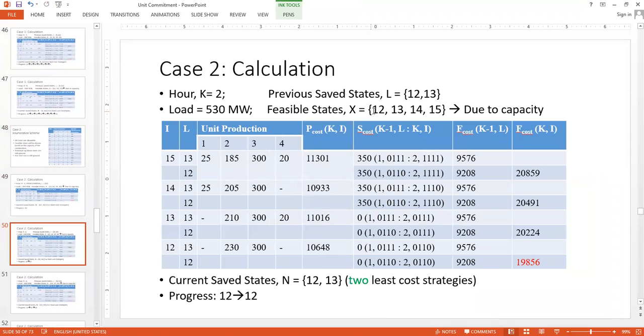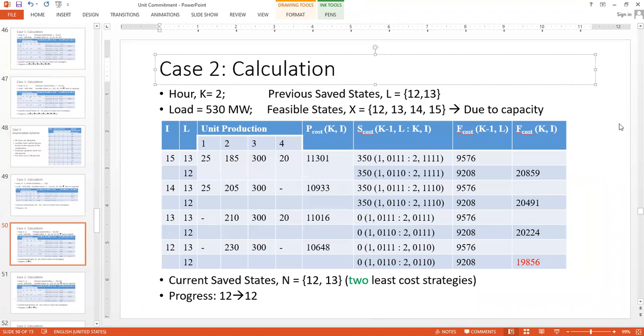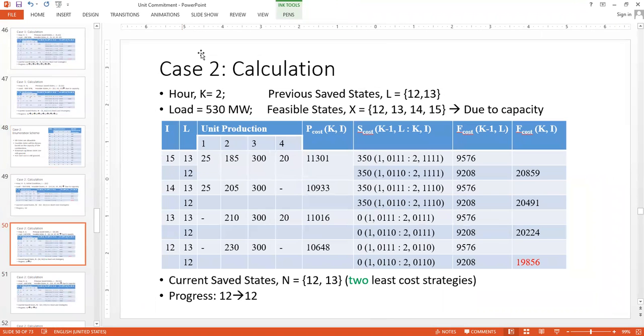So the feasible states are listed within X. The previously saved states, which were the elements of capital N previously, now become capital L at hour number 2. So L is 12 and 13, the previously saved states. From each of these, there could be a jump to any of the feasible states. Okay, from 12 to 12, 12 to 13, 12 to 14, 12 to 15. Similarly, from 13 to 12, 13 to 13, and so on. So all those combinations are listed here.